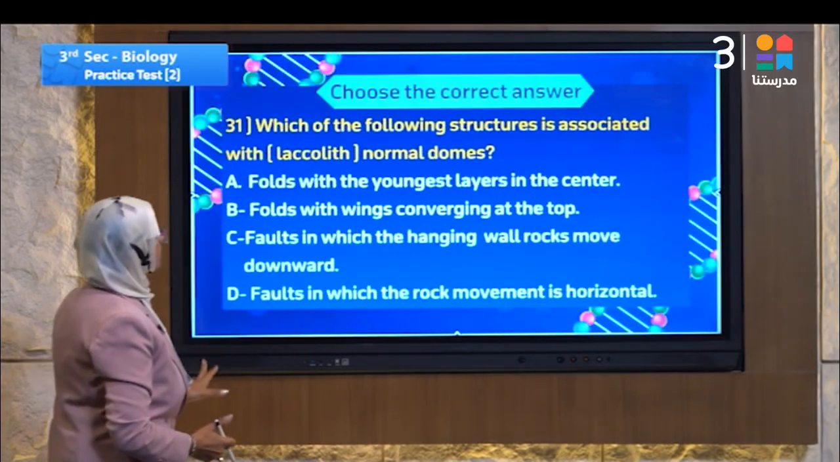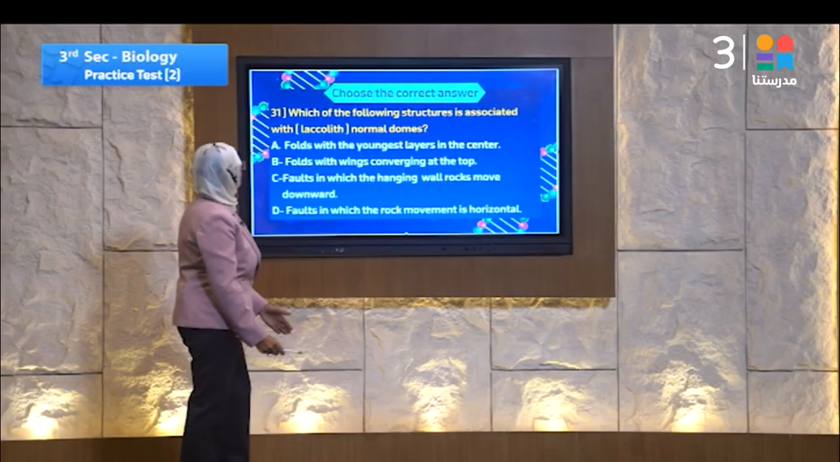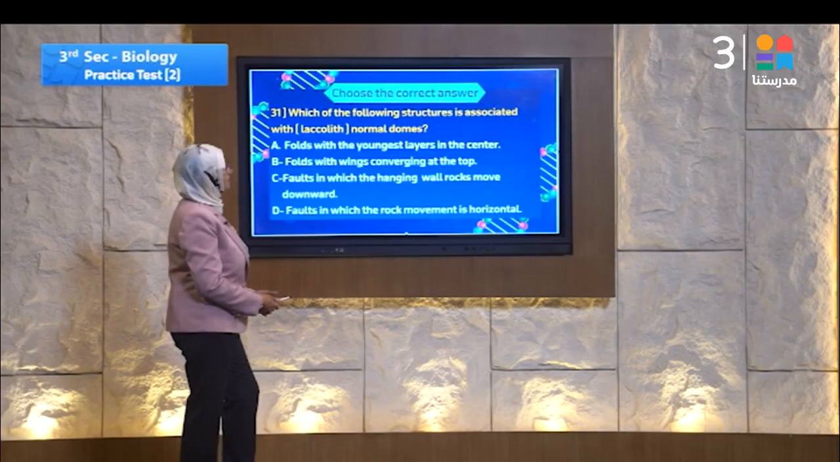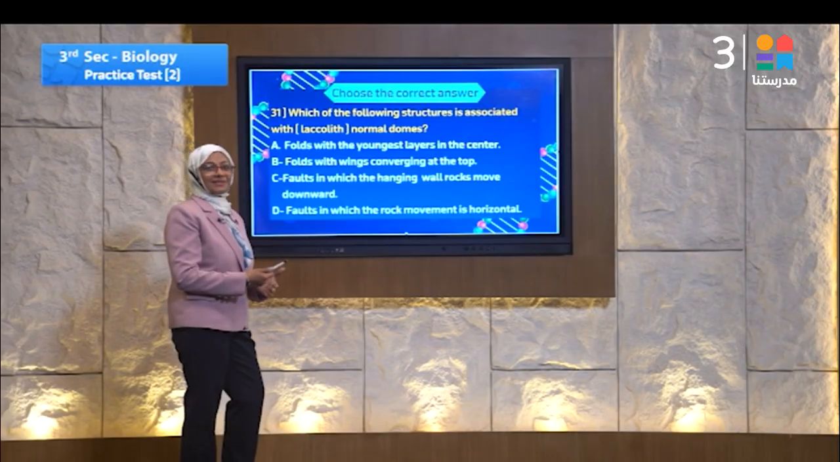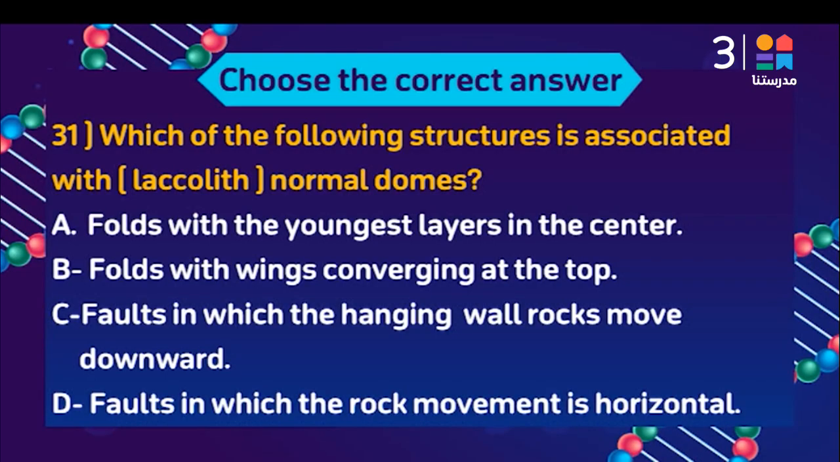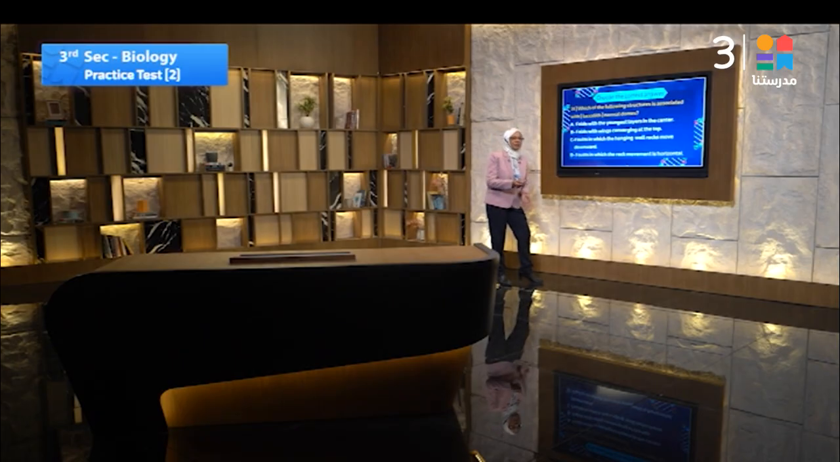Let's go to 31. Question number 31 speaks about leucolite. Leucolite is a normal dump. Yes, earth science. Let's read the question. Which of the following structures is associated with leucolized normal dumps? There are phenomena associated with leucolized.